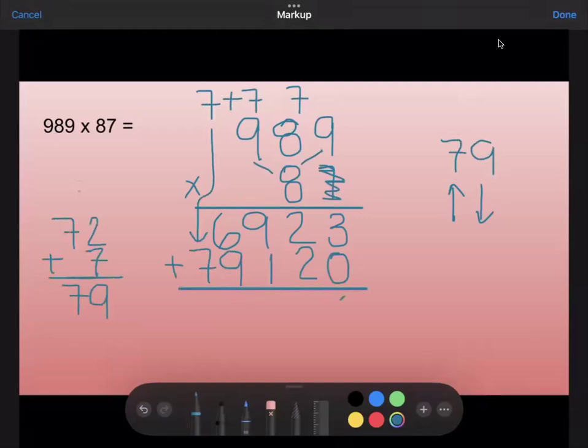3 plus nothing is 3. 2 plus 2 is 4. 9 plus 1 is 10, so that becomes a 0 and gets regrouped. So 1 plus 6 is 7. 7 plus 9 is 16. And then I'm going to put that 1 over here. And then that ends up being 8. So our final answer to this one is 86,043.